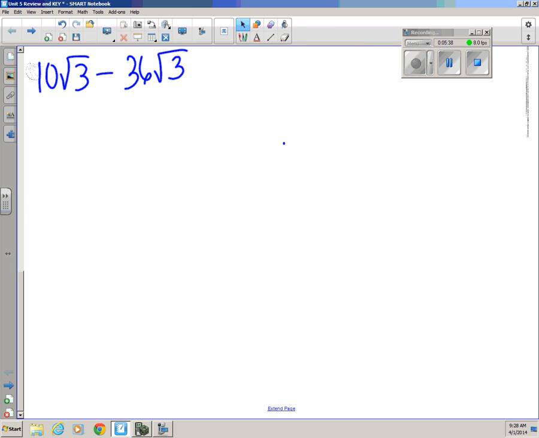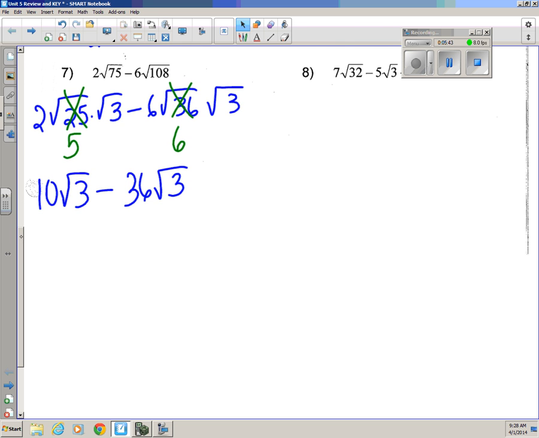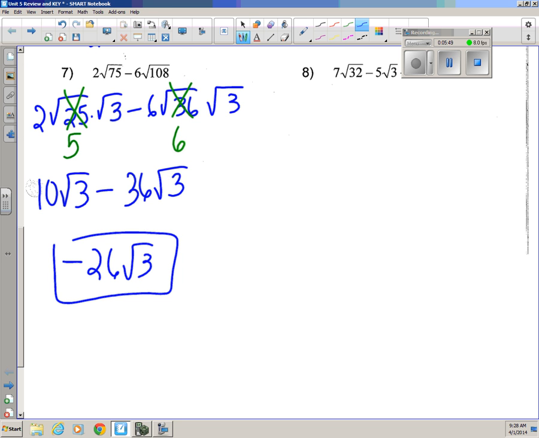Whoops, a little bit too high. Hold on, let me bring this back up. Okay, so 10 minus 36 is negative 26, and we're talking about the square root of 3.